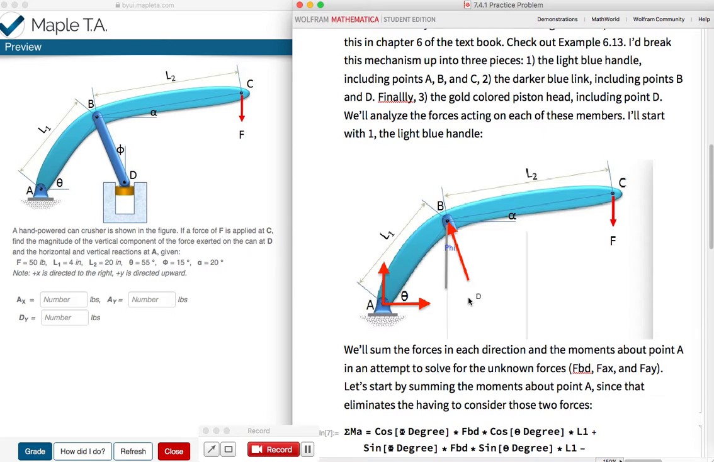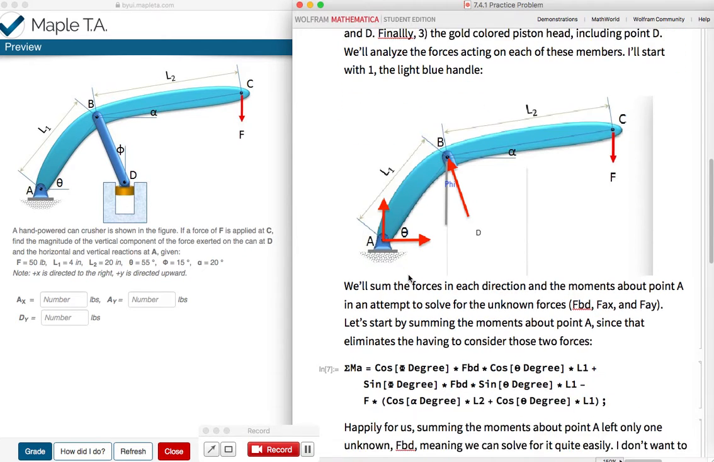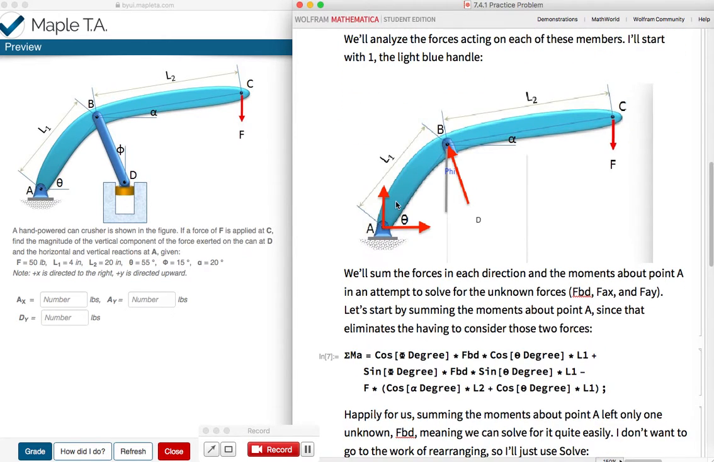So once we've got this diagram drawn for this first piece, we could have started with BD or D with the piston head or with the link, but I chose to start with the handle, and I think you should too. You might be glad you did. So once we've got that, then we can sum forces in each direction, and we can sum moments to try and solve for the unknown forces that we want to solve for.